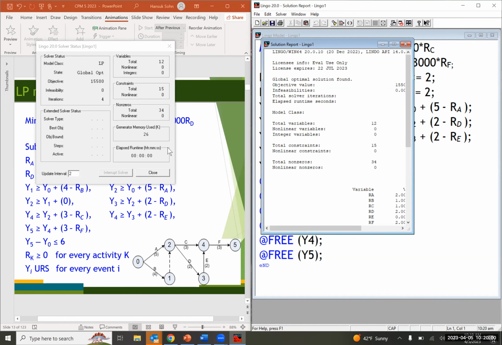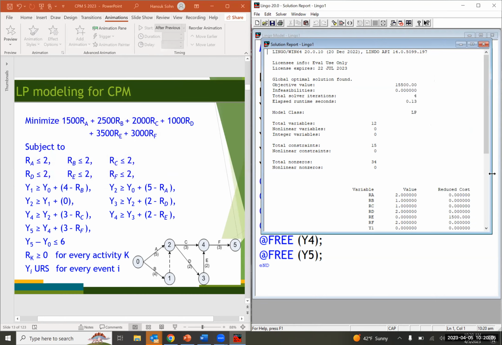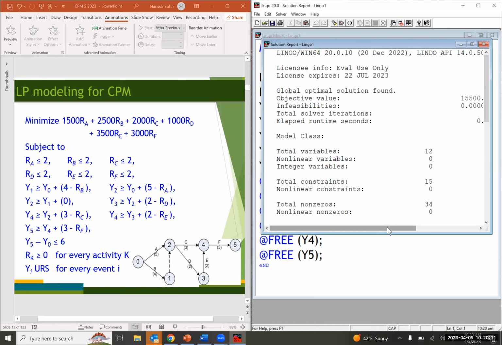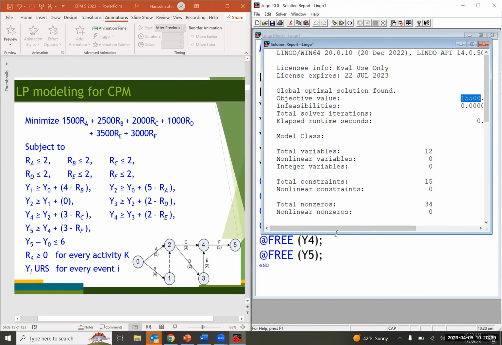Great. Okay, so we've got the optimal solution down here. Can you see that? Let me zoom in. So this is our optimal objective function value. Based on that, the project deadline of 6 days can be met for an additional cost of $15,500. That's what the optimal objective function value tells us.